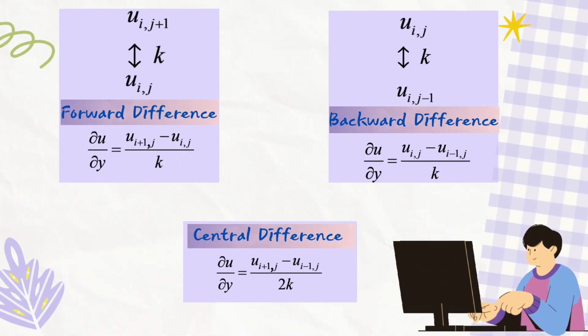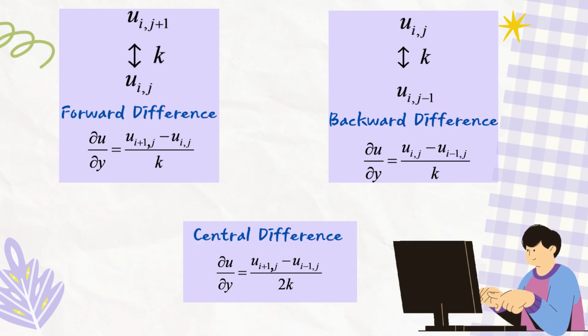Hence, for the independent variable y, the forward difference and the backward difference are described as shown in the slide, whereas the central difference is the combination of forward difference and the backward difference.